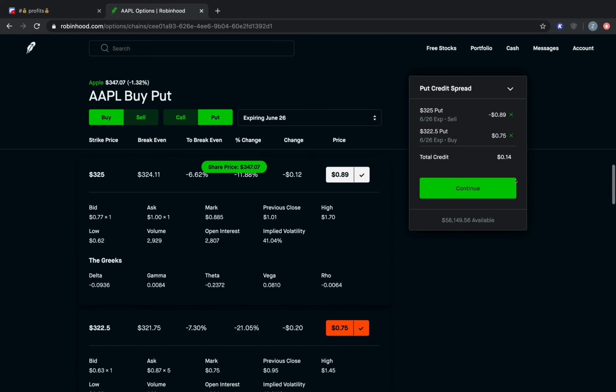Okay, and as you can see, Robinhood recognizes that we want to open a put credit spread position. Make sure this says put credit spread and not debit spread. Debit spreads are another strategy that we'll talk about in another video. So right here you can see the order.